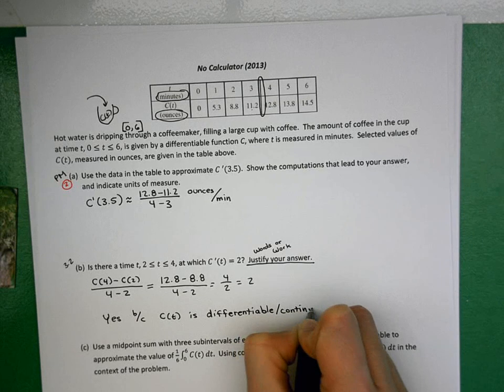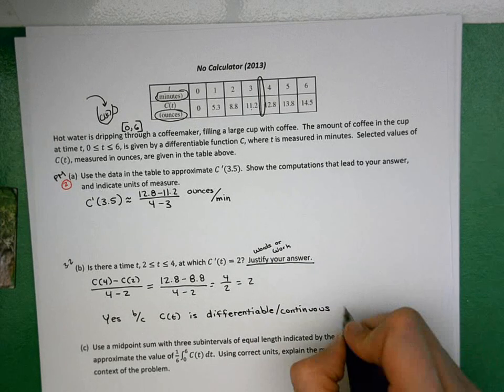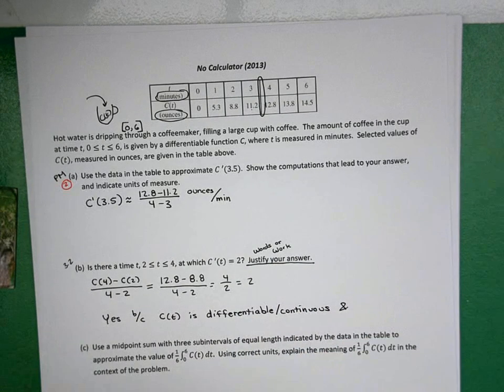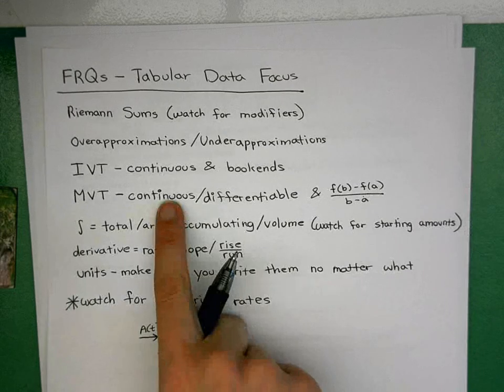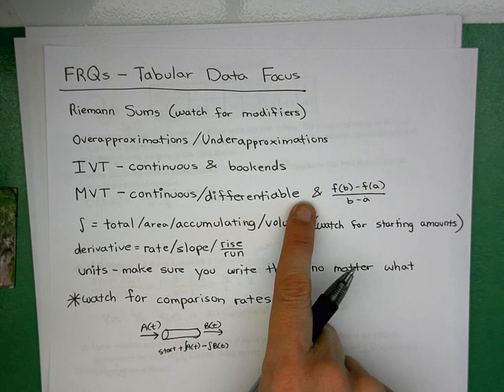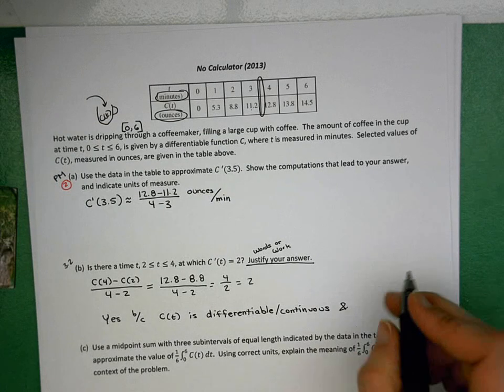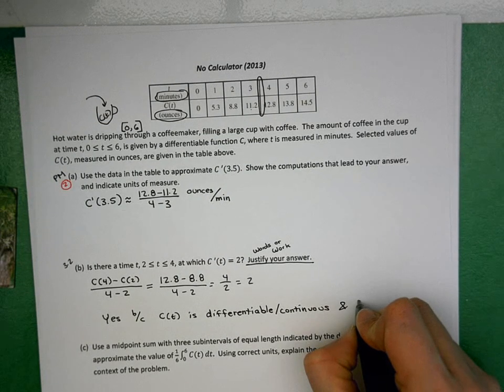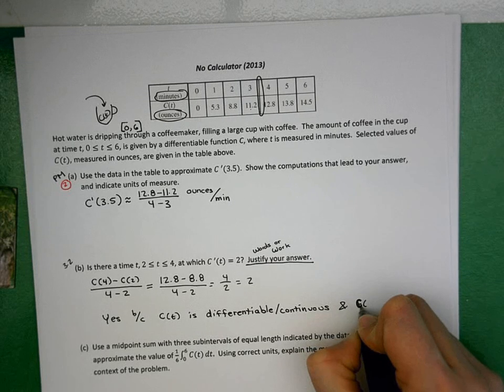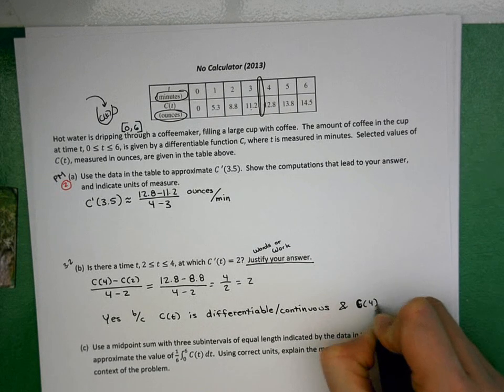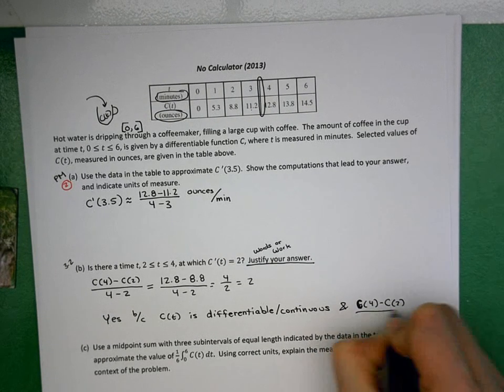And, right, so the 2 things you need for MVT: continuous, differentiable, and f of b minus f of a over b minus a. You need to show that you have found 2 points that give you the slope you're trying to prove. So in this case, actually I'm going to say C, not f. C of 4 minus C of 2 over 4 minus 2 gives me that slope.